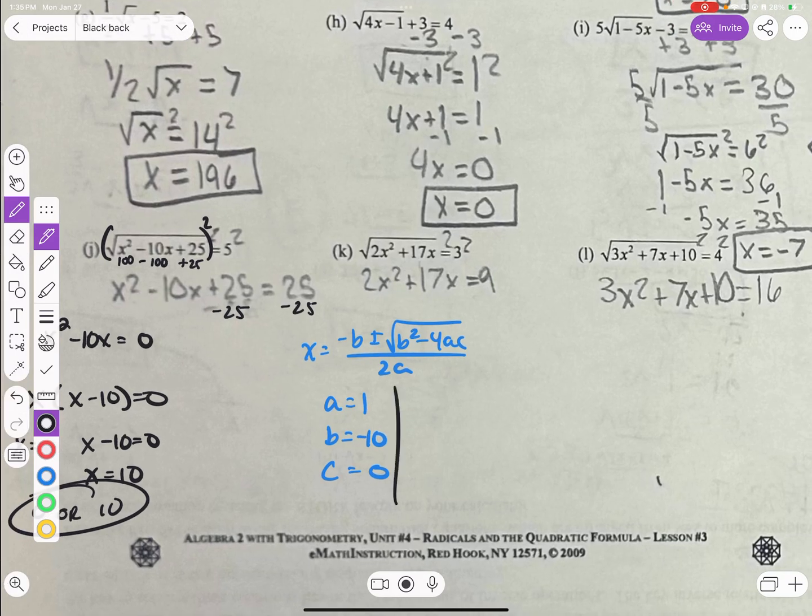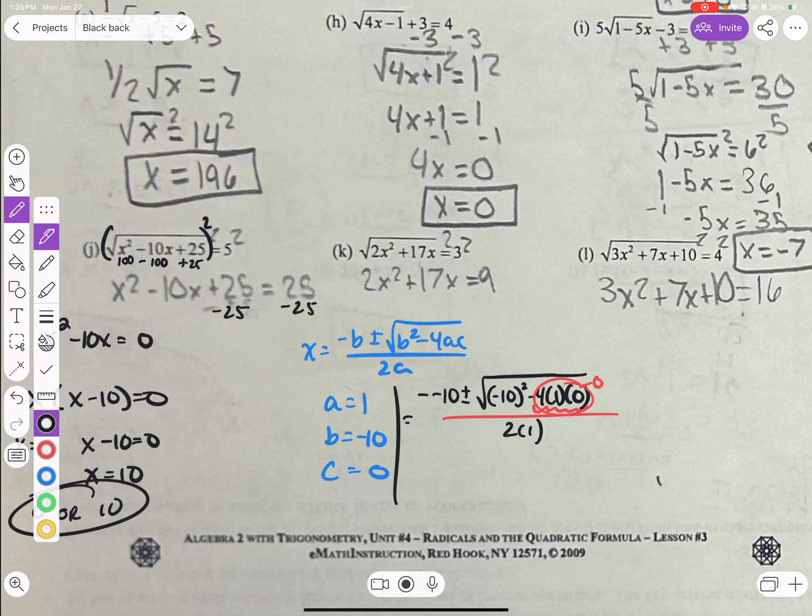I'll do it over here with the quadratic formula. So I'll go negative of negative 10 plus or minus the square root of negative 10 squared minus 4 times 1 times, oh, c is 0. That's nice. Because if c is 0, 4 times 1 times 0, that whole term just turns to 0. So I can still put it over 2a, 2 times 1.